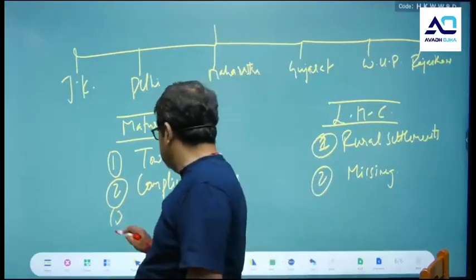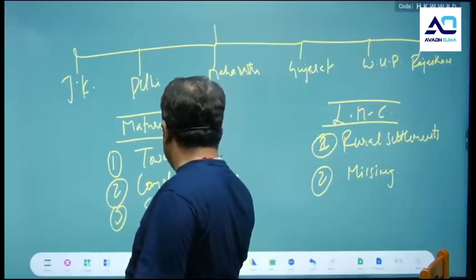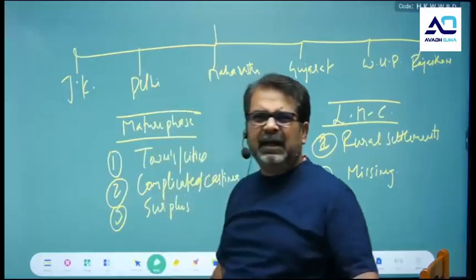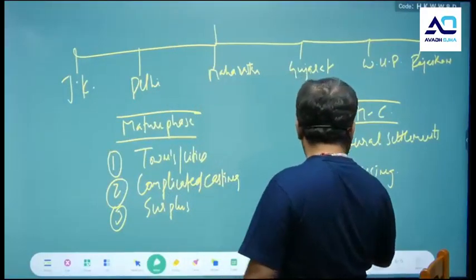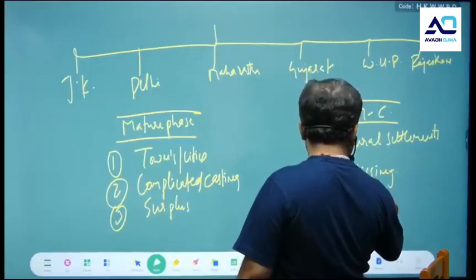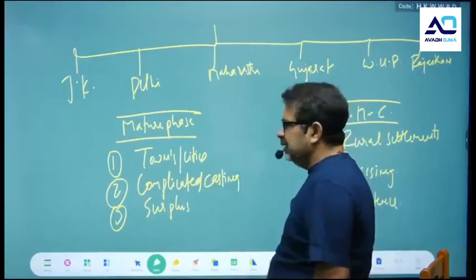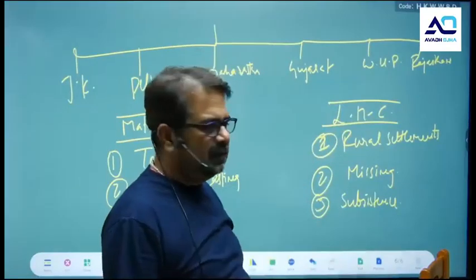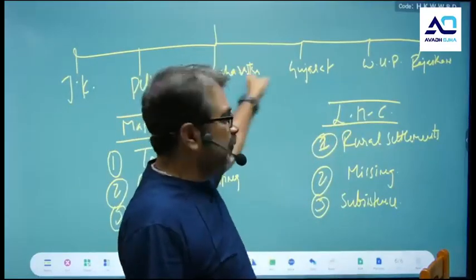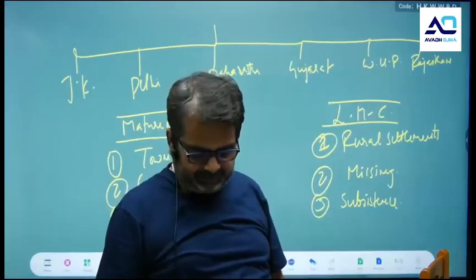Surplus was present in the mature phase; granaries were the evidence. Here, subsistence. They are the features of this phase, the late Harappan culture.